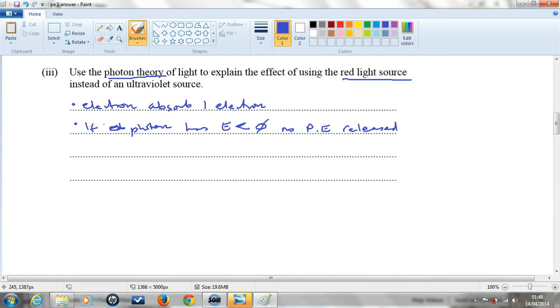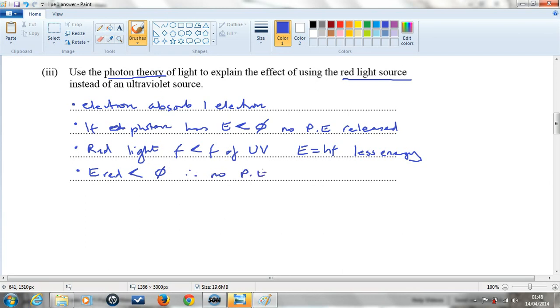Now what's the effect of the red light source? Well, this is where we just say that red light has a frequency less than the frequency of UV, and since E equals HF, it has less energy. Now, as it happens here, the energy of the red light is less than the work function, therefore no photoelectrons can be released.